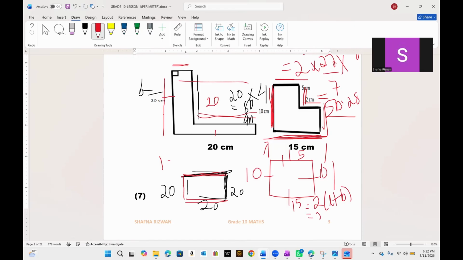Okay, equals to what is the length here? That is 15. Plus what is the breadth here? 10. Then first of all, do the brackets. 15 plus 10 is 25. And 2 multiplied by 25 is how much? 50. So what's your answer? 50 centimeter is your answer.